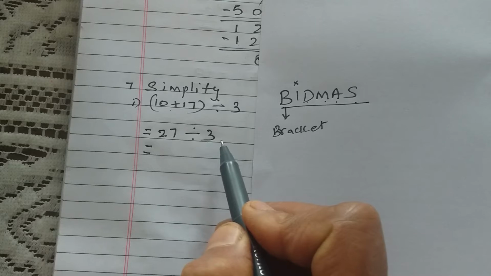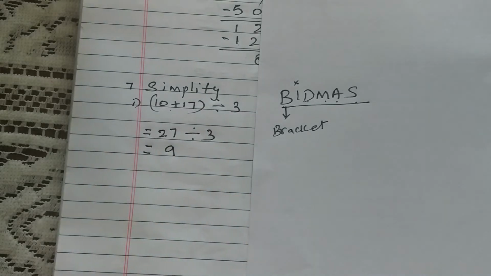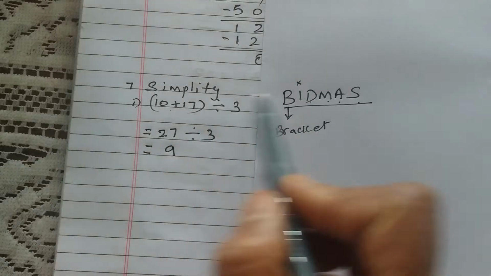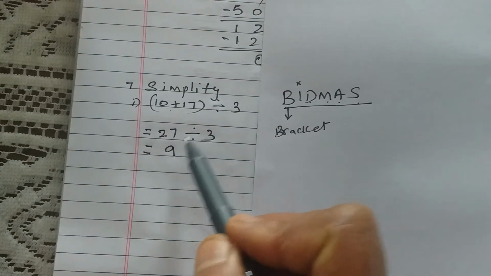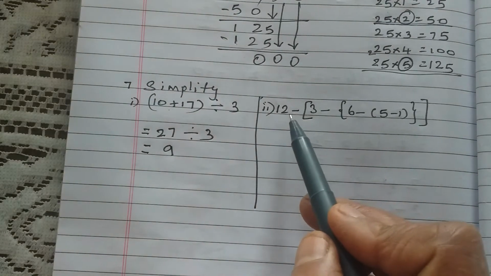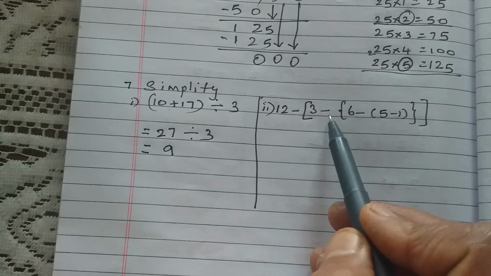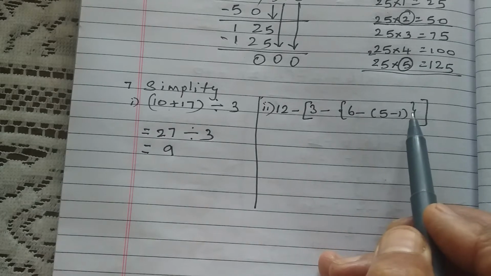So 27 divided by 3, in the 3 tables, till you get 27. 9 3s are 27 is the answer for this. So first brackets, after removing the brackets, we have only one operation, that is division, and we get the answer. And next one, 12 minus 3 minus, again one bracket, 6 minus 5 minus 1. See how many brackets?